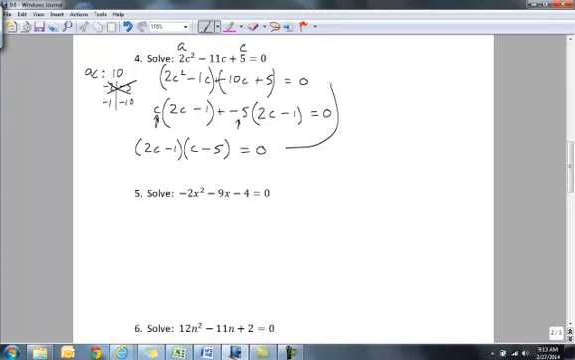So I'm going to come over here. It's going to be 2c minus 1 equals 0, and c minus 5 equals 0. So we get c equals 1/2, c equals 5. Two separate answers here. They both work. You can always check these by plugging back in. You can check your factoring by refoiling.